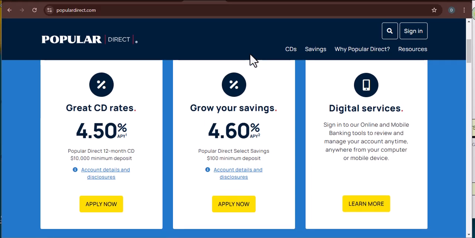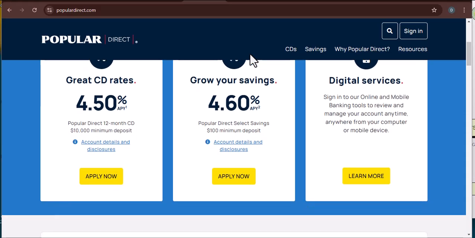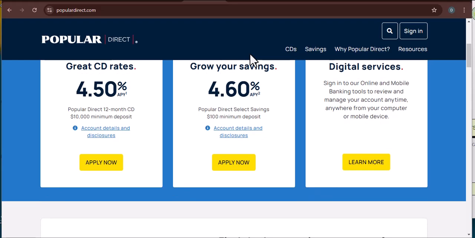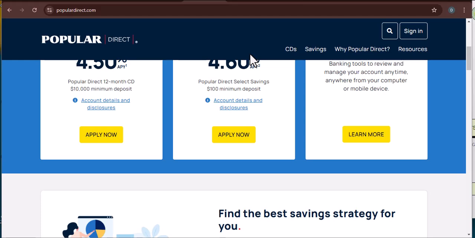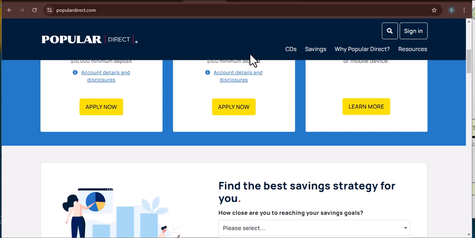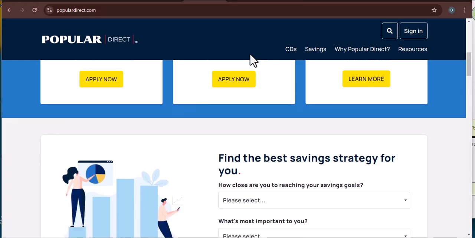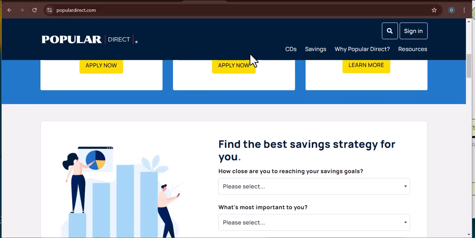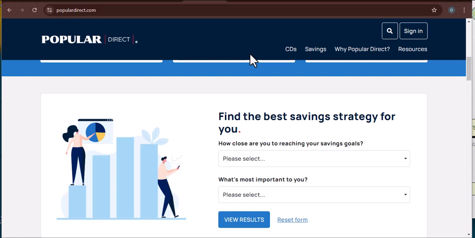Transferring money. If you're trying to transfer money to or from your Popular Direct account, you'll need the routing number and account number. Direct deposit. If you want to set up direct deposit from your employer or another source, you'll need the routing number and account number. Paying bills. If you want to pay bills online or by phone, you'll need the routing number and account number.